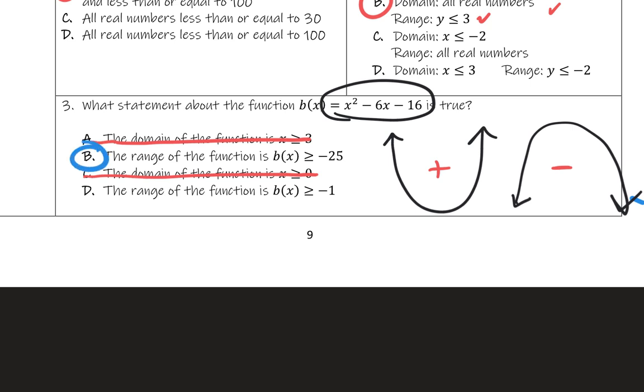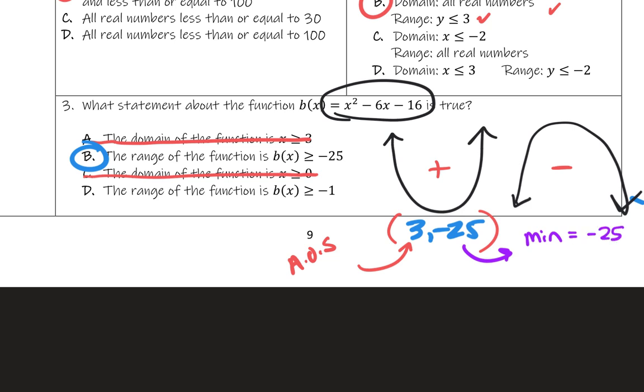Before I let you go, let me talk about this vertex real quick. The vertex here was 3, negative 25, right? Now, do y'all remember what the 3 tells me? What does the 3 tell me? The 3 tells me that that is the what? Axis of symmetry. This is going to give you your minimum or maximum value. In this case, it's a minimum value.